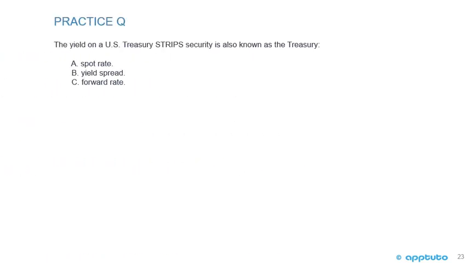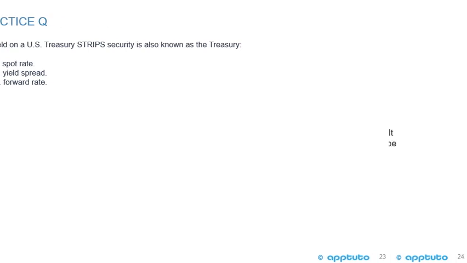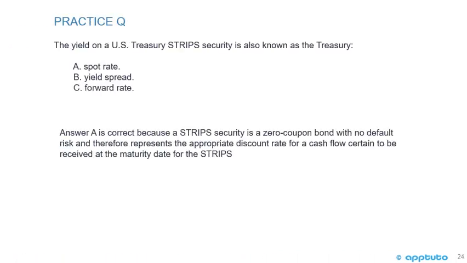Okay, we're going to finish this LOS with two quick little practice questions that fall under the category of factoids, you know, small things that you may need to know, nice to know, nevertheless sometimes buried in the curriculum. So let's do the first one. The yield on U.S. Treasury strips security is known as the Treasury: A, spot rate, B, yield spread, or C, forward rate. So this is an important factoid to know.